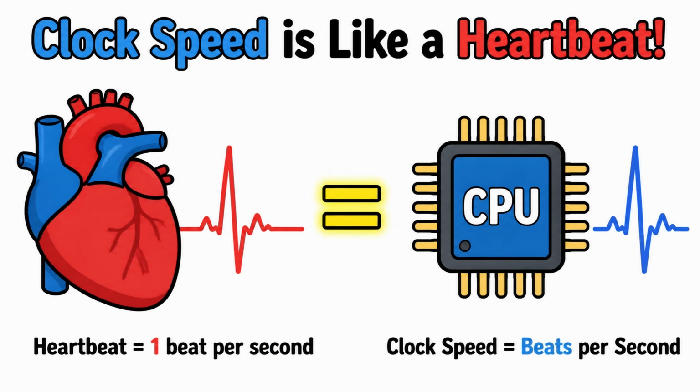Alright, so here's a fun way to think about it. Your heart beats, right? About 60 to 100 times per minute. And that heartbeat keeps you alive. It pumps blood, it keeps things moving. Well, your CPU, that's the brain of your computer, also has a kind of heartbeat. And that heartbeat, that's what we call clock speed. Every single tick of that clock tells the CPU, okay, do something, let's go.